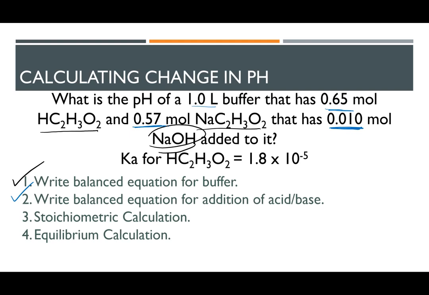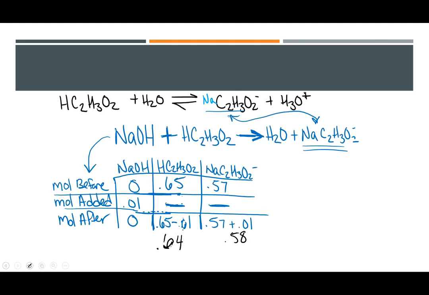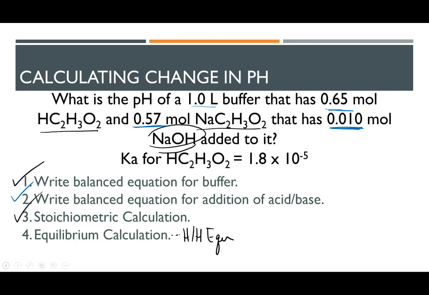So write the equation, done. Write the equation, done. Stoichiometric calculation, done. Equilibrium calculation, or remember Henderson-Hasselbalch equation to get to the pH. So Henderson-Hasselbalch: pH equals pKa plus log of base over acid. So I gave you again the Ka.